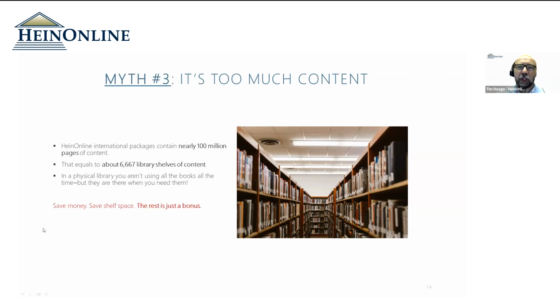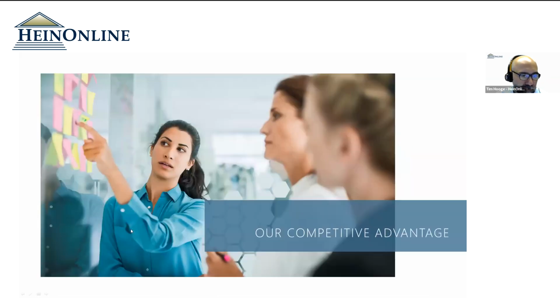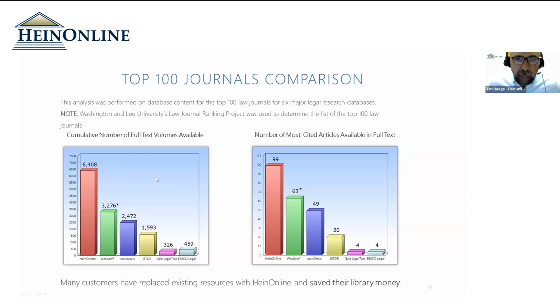We have a huge scope of information available. So that professor who's looking to do a very odd and obscure piece of research, they can find what they're looking for in HeinOnline. And that student who's looking for the standard test question, that answer that every other student in the entire class is looking for, they can find it too. So HeinOnline serves all the needs through the amount of content that we offer. And with that being said, part of that scope of content creates our competitive advantage.